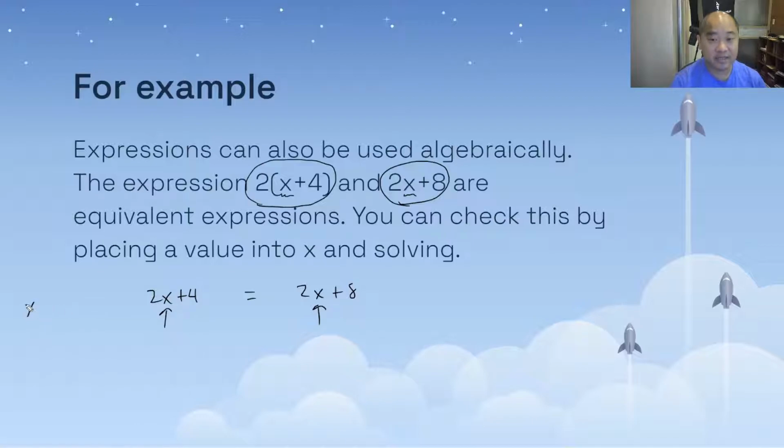For example, let's say that x is equal to 2. So then we would put 2 into x. So that would be 2 times 2, right? Because x equals 2, plus 4. And so that's 4 plus 4 is 8. And then we would do the same thing over here. 2 times 2 plus 8. Oh, I didn't do this correctly.